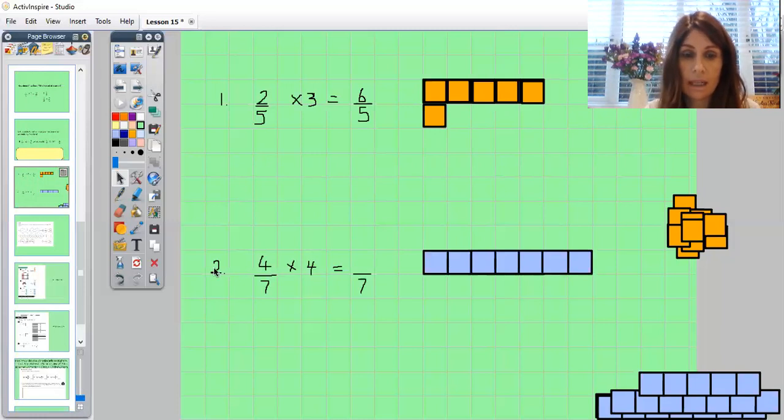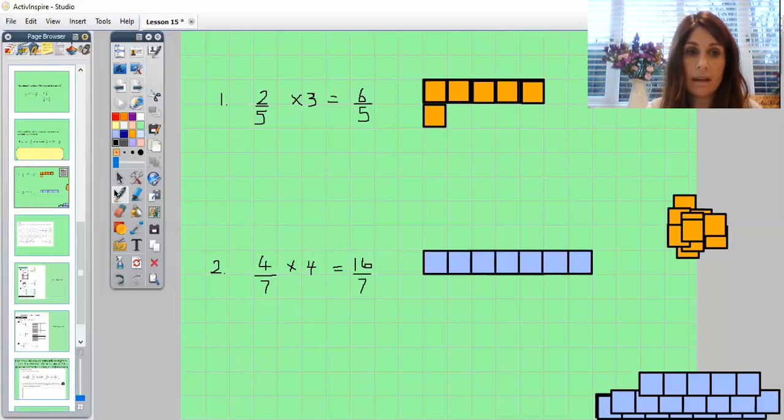Let's have a look at this one quickly. 4 sevenths multiplied by 4. So my numerator is the only thing that's going to change. My denominator stays the same. So I do 4 times 4 is 16. That's right. Well done, guys.